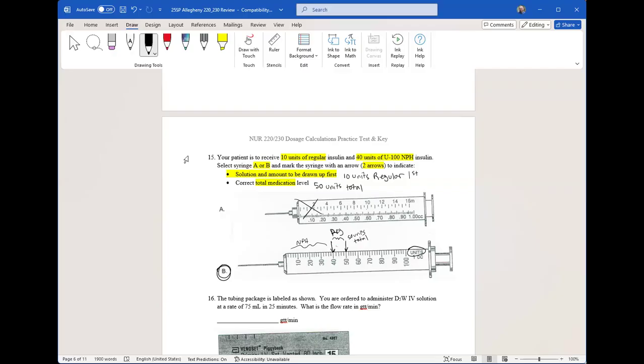Yep, absolutely. So number 16. You're welcome, Charlie. Yep, you're welcome, Misha.